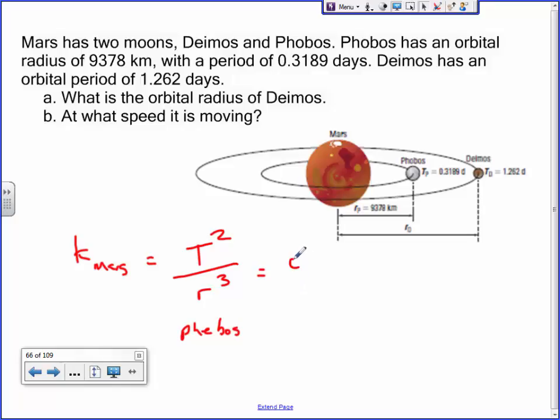Its period is 0.3189 squared. And we know Phobos' radius, because it tells us its radius. Its orbital radius is 9378 cubed.